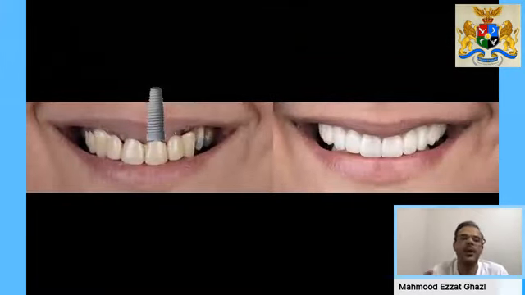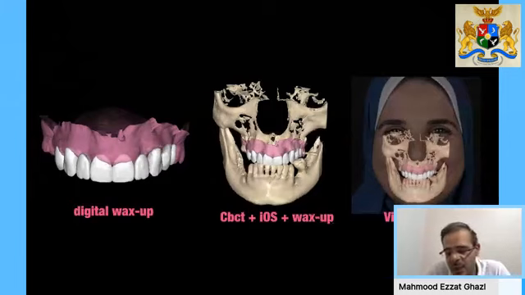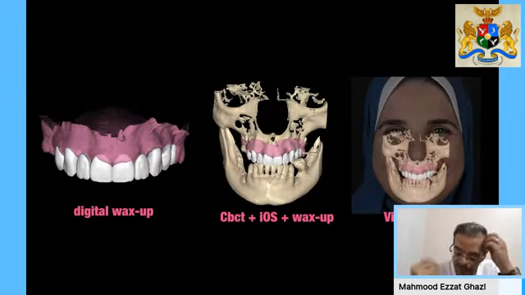Now, mostly when we come and talk about implant prosthetics, especially in the aesthetic zone, what we started with in the beginning, and we all did this a long time ago, is we used to plan for implants according to bone availability.